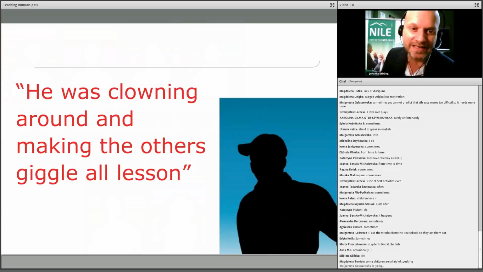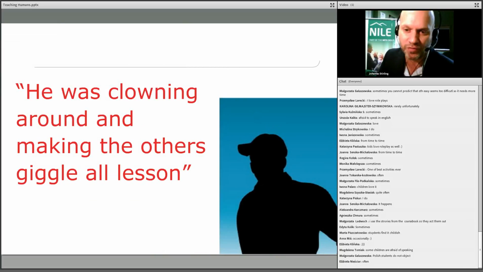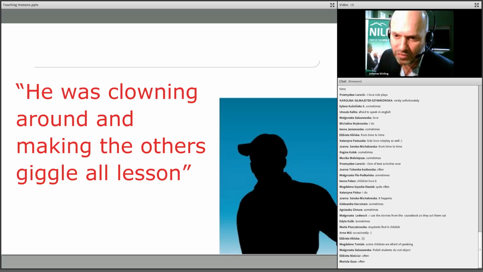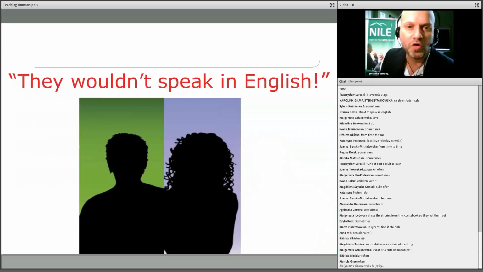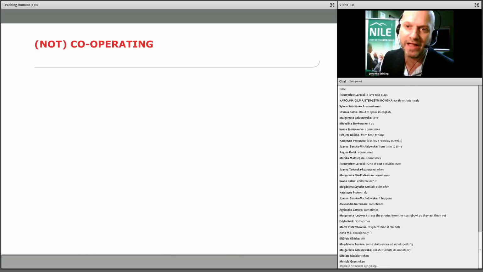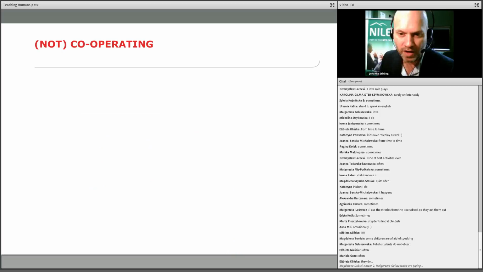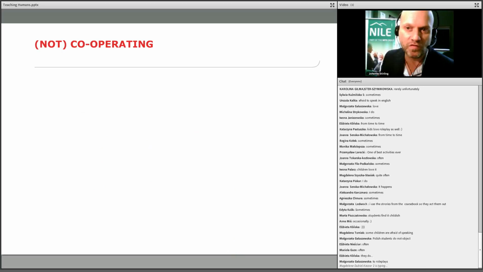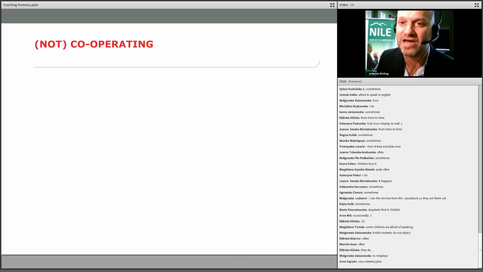What we're looking at is why we have these problems with students in terms of their interaction in role plays, right? So we've got a comment here: Polish students do not object to. Can you just clarify what they don't object to, and I'll come back to it. So what we're looking at is what we can do to help them or to encourage them to cooperate, right? To cooperate with us, to cooperate with the role play, to engage in the role play.